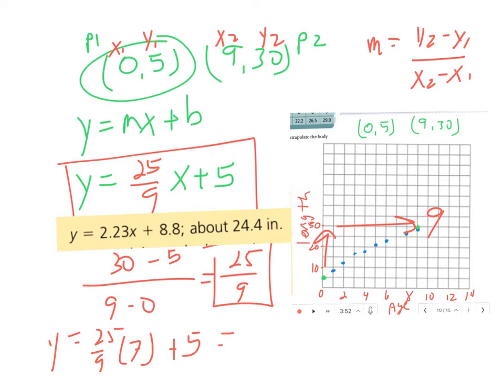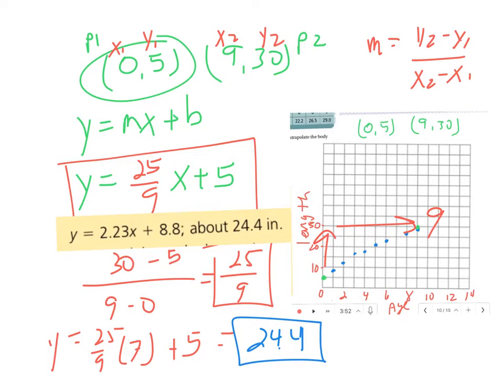And you can certainly do the math. Grab a calculator if you need to. So 25 divided by 9, 2.7777, right? Times 7 plus the 5, and we get about 24.4. Oh my gosh, look at that. That's exactly what they had. So our line, I'd say, is pretty daggone good. So 24.4 is going to be the length. So that's a pretty good line. I like my line better than theirs. Mine was easier to write than theirs.